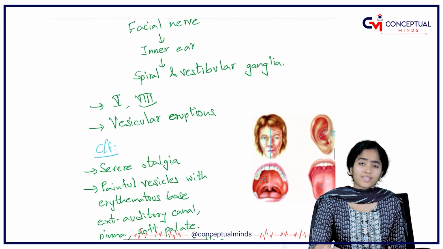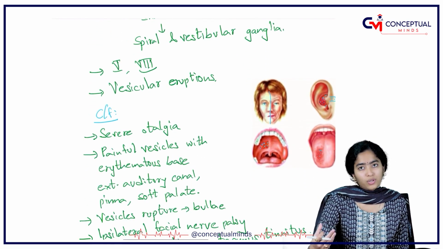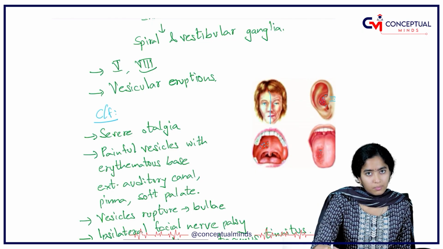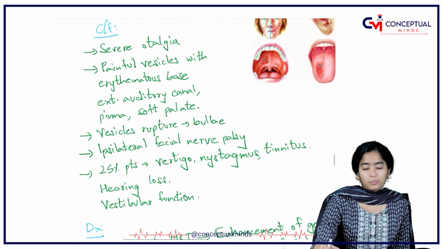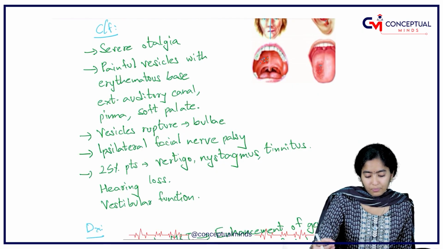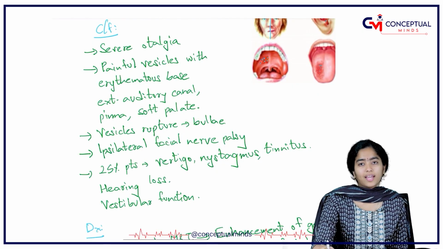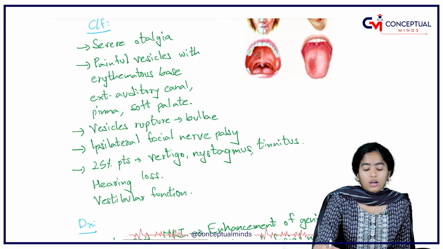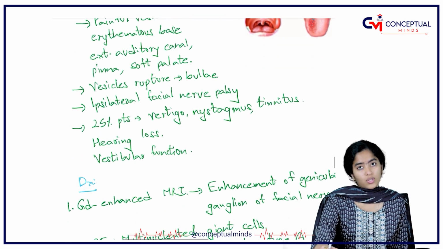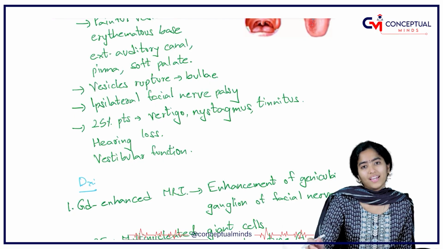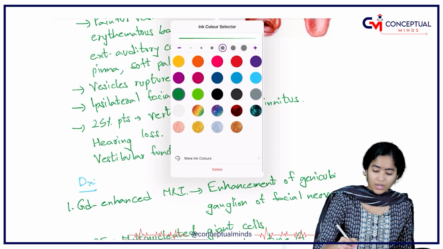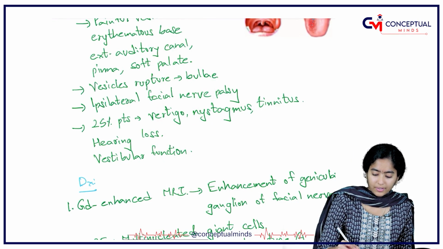So the patient will have severe ear pain, and there are painful vesicles with an erythematous base, and these vesicles will later rupture to form bullae, and then there will be ipsilateral facial nerve palsy. And in 25% of the patients there can be vertigo, tinnitus, nystagmus, and hearing loss with vestibular function also being affected.